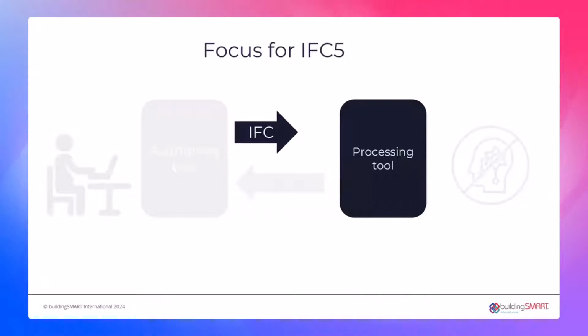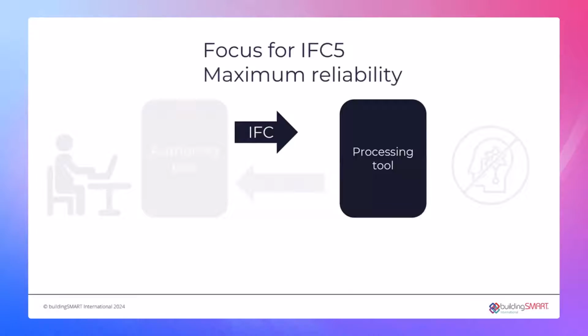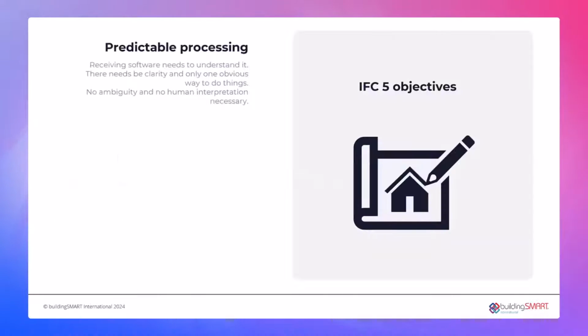How do you get this IFC 5 data to be predictable and reliable so it can be automatically processed by tools? This is what we mean by maximum reliability. Again, if there are any questions or comments, just shout. I know this is difficult on recording, but still. For predictable processing, the receiving software needs to understand it, there needs to be clarity, there needs to be one obvious way to do things, not five ways to define a wall, just one way.